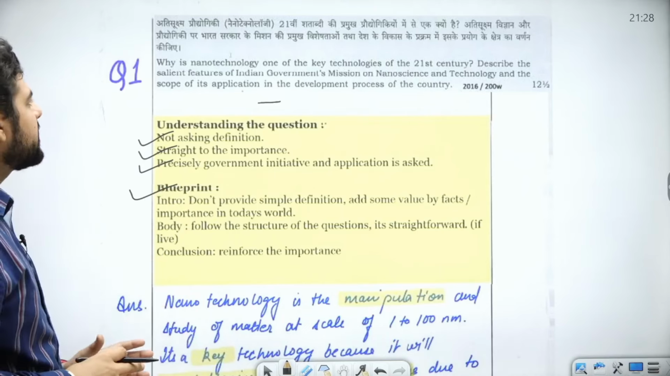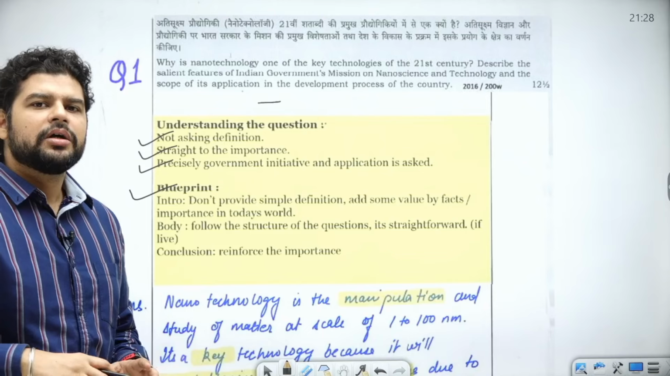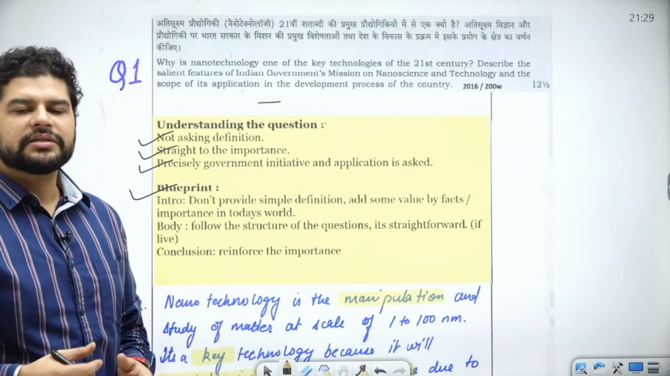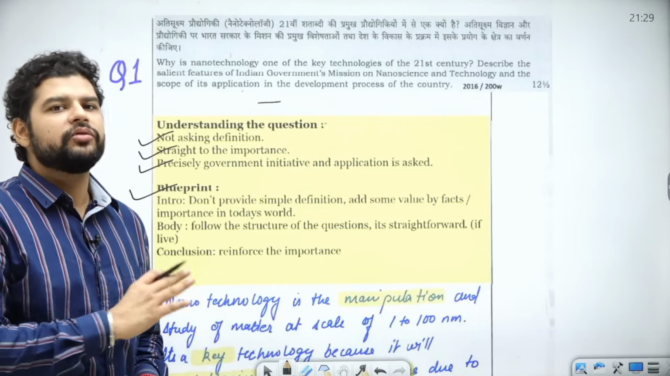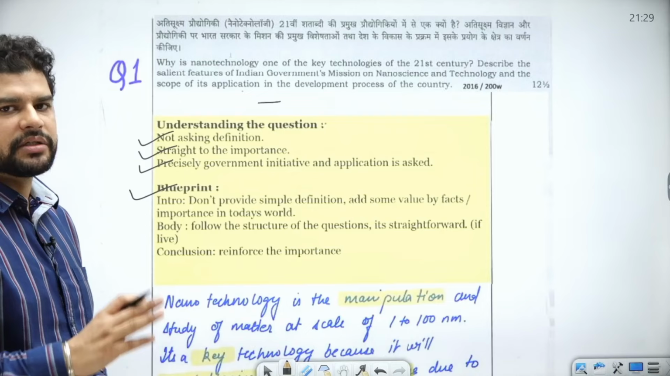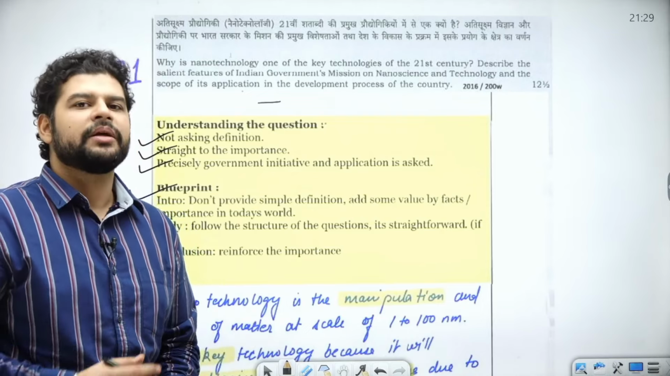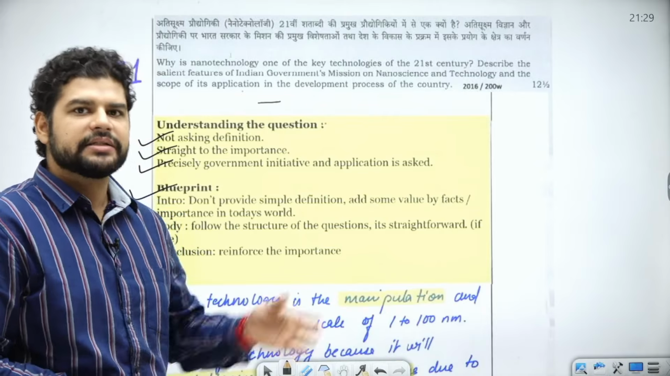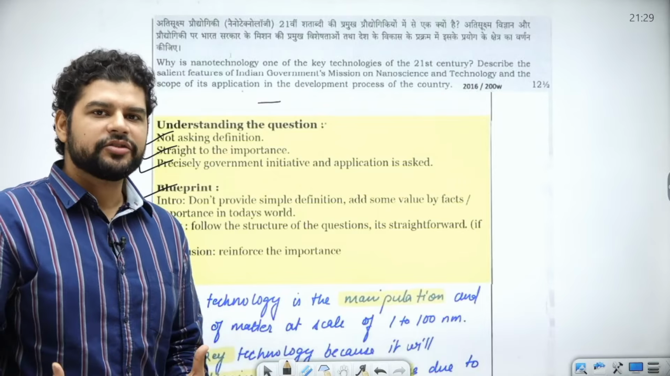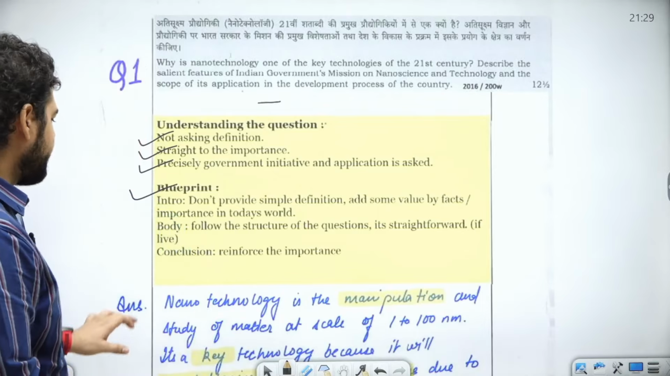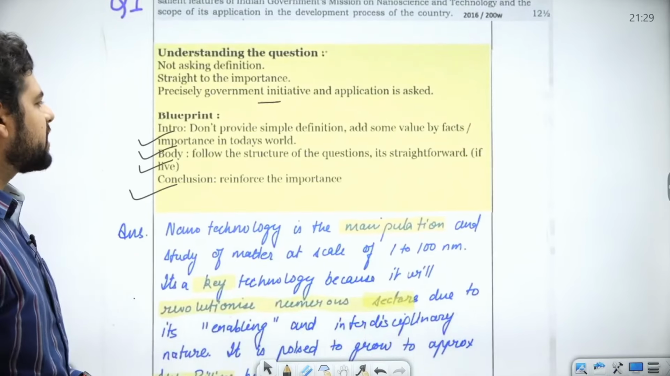Now in the introduction, as I have told you in the previous theme of biotechnology, unless a definition is directly asked, don't try to just write the definition. That means you add some value in the answer in the introduction. If the definition is asked, of course, write a detailed definition. But if the definition is not asked, as in this case, please try to add some value with the definition that will enrich your answer. Secondly, in the body part, follow the structure of the question.